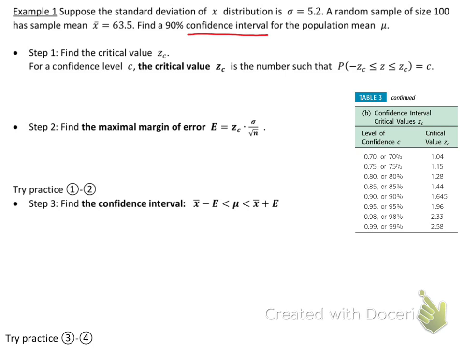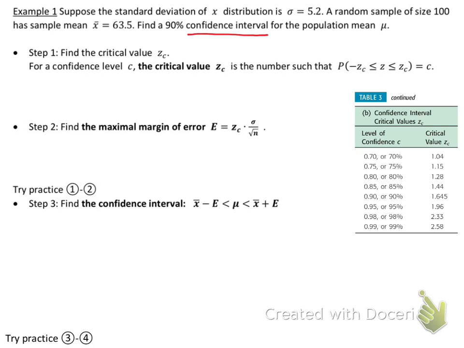So we are going to find the confidence interval for mu, and we do have a sigma of the population and also a random sample of size 100. We have n, and of course the sample mean x bar equals 63.5. You have the x bar.